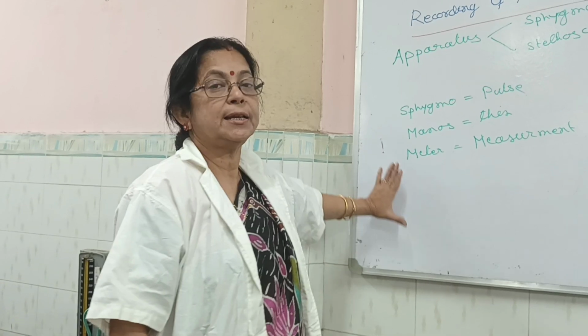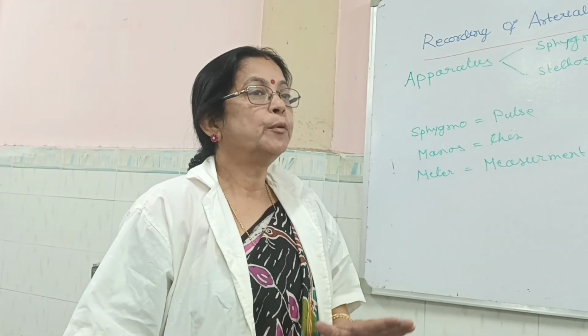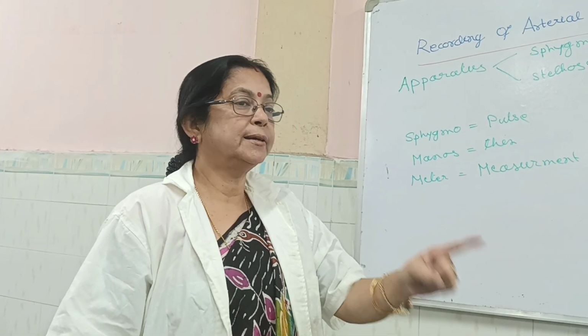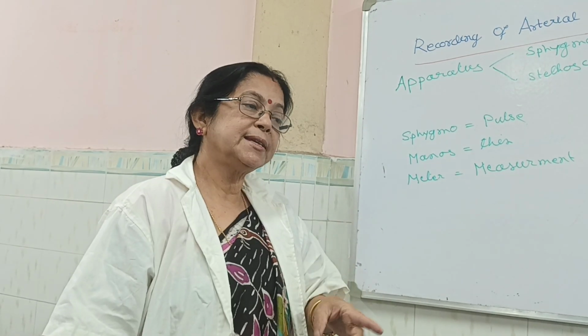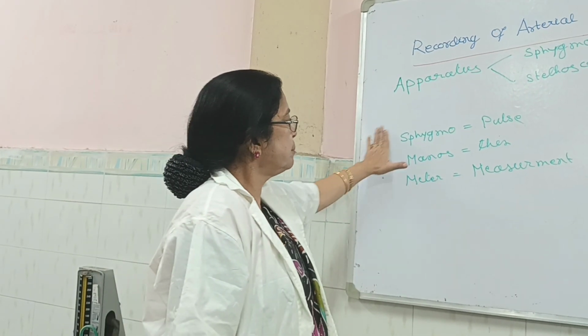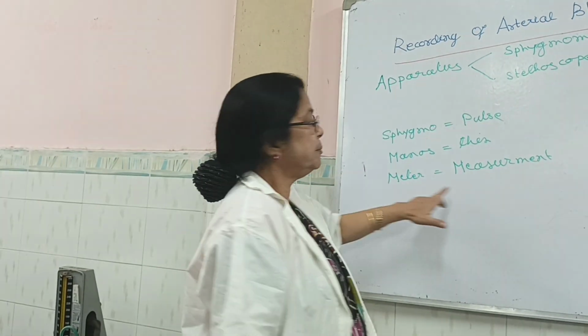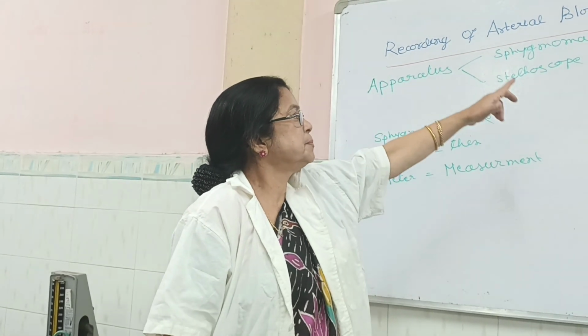Now, sphygmo means pulse, manos is thin, meter is measurement. That means while measuring the lateral pressure, we will first thin out the artery or thin out the pulse. Then we measure the blood pressure. This is called the sphygmomanometer.